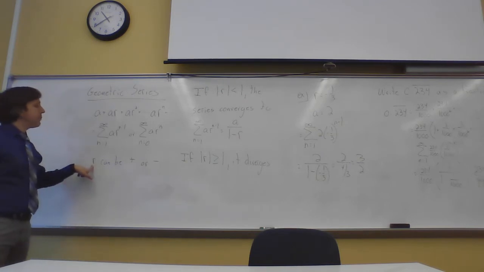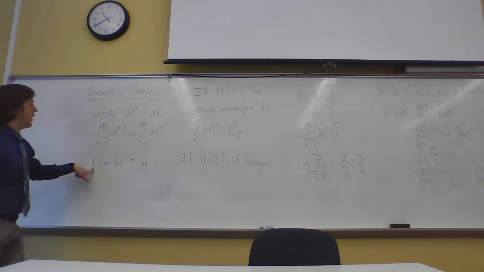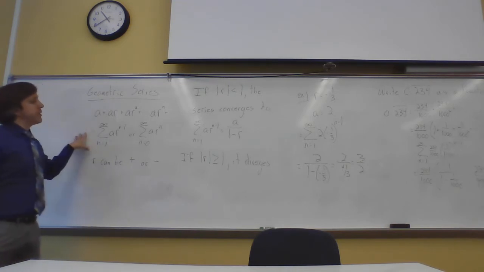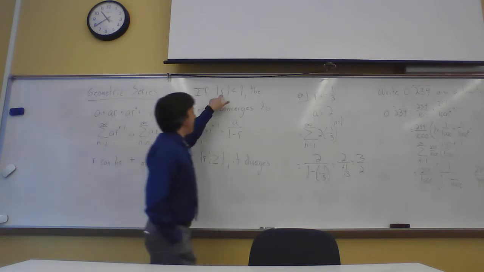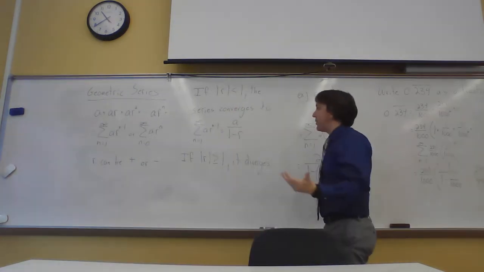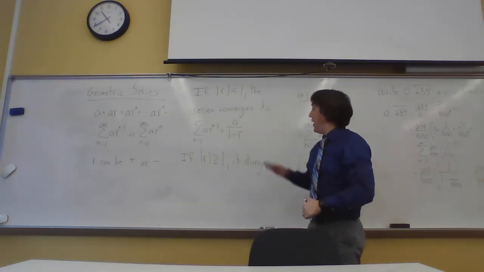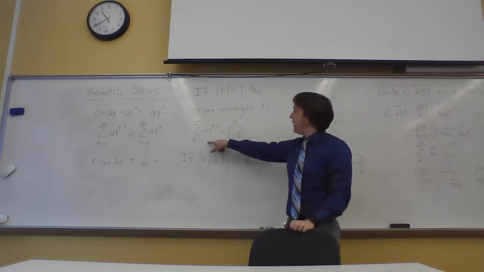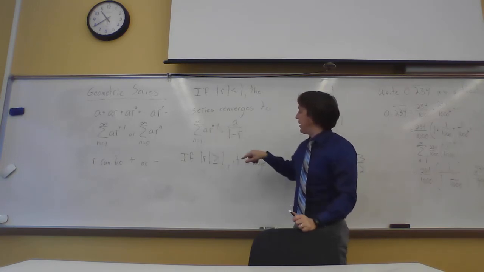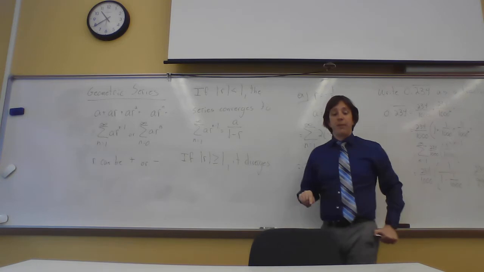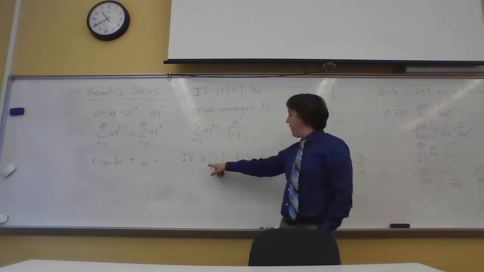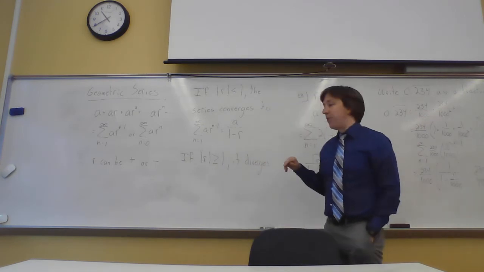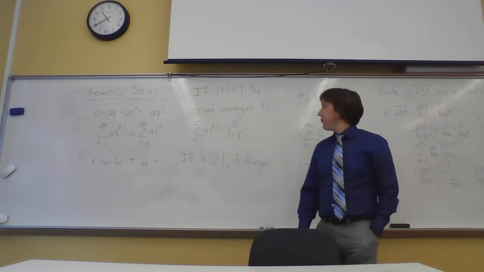Importantly, r can be either positive or negative. What's nice about the geometric series is it's really very straightforward. If the absolute value of r is less than 1, the series is always going to converge. And it converges to this: the sum n equals 1 to infinity of a times r to the n minus 1 is just a over 1 minus r. Guaranteed. Done. And if the absolute value of r is greater than or equal to 1, it always diverges.